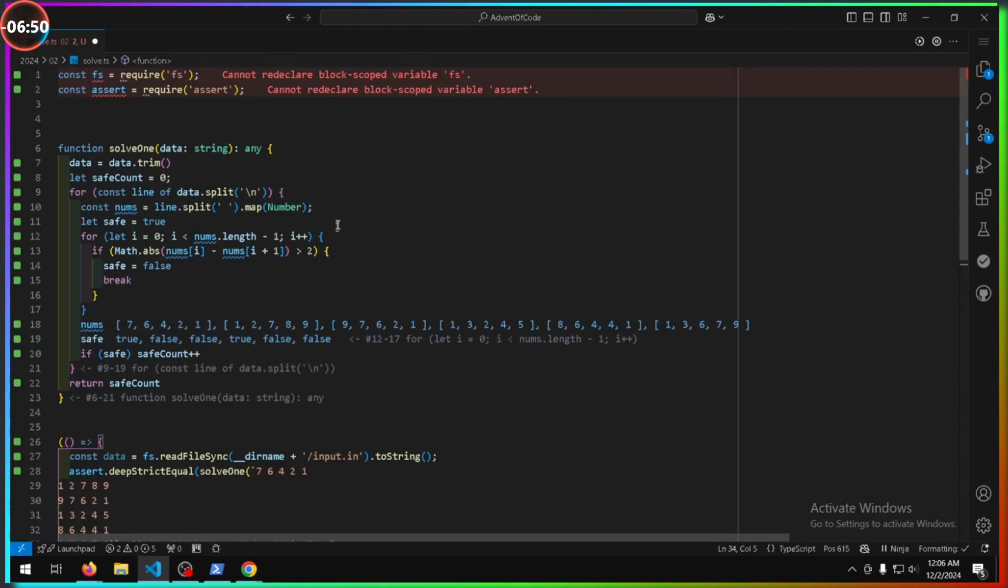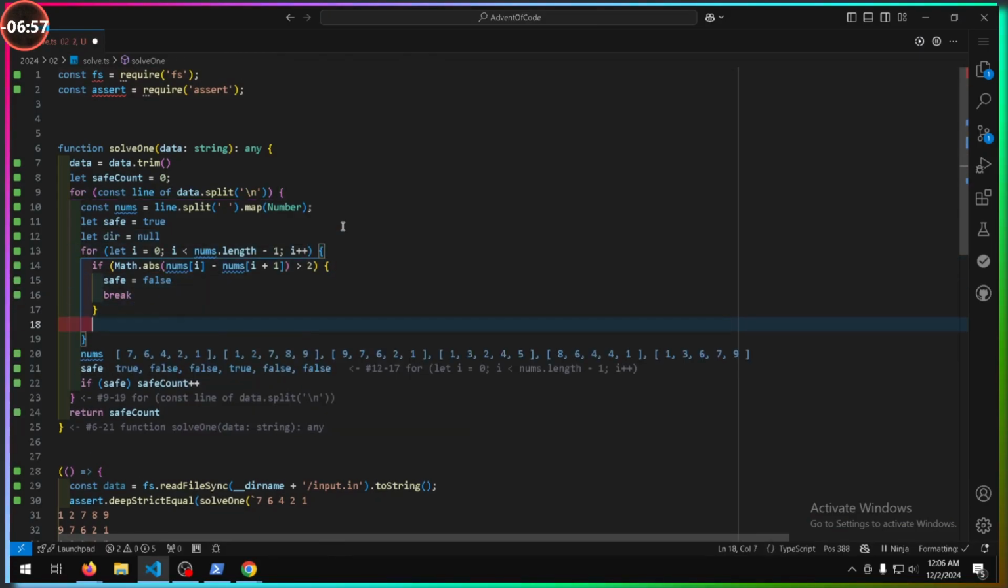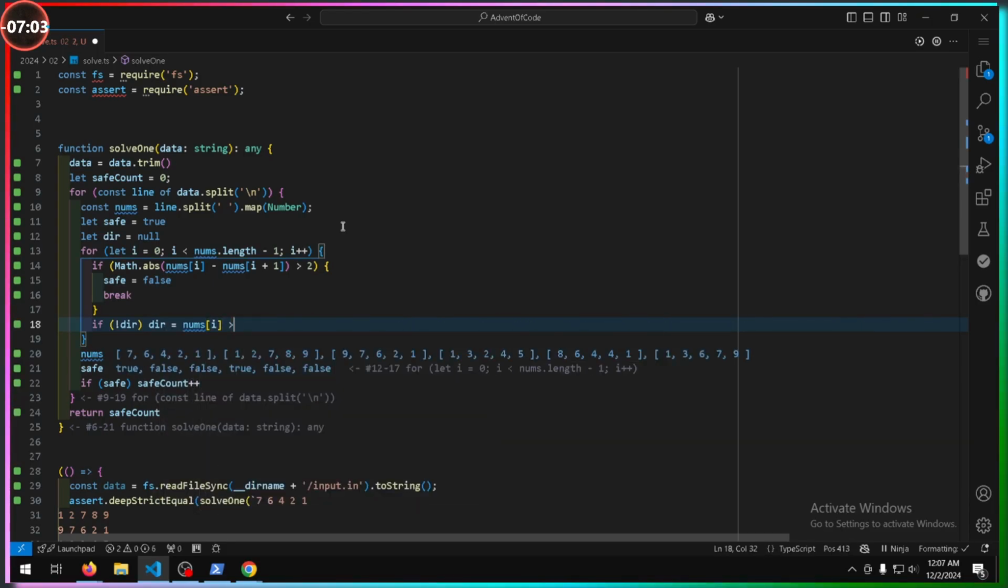Okay. Let dir equals null. If no dir, then dir equals nums i greater than nums i plus 1.